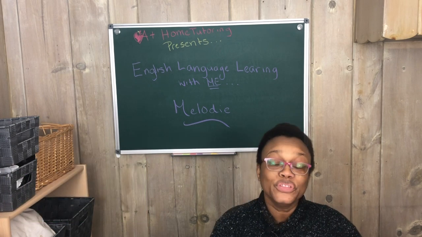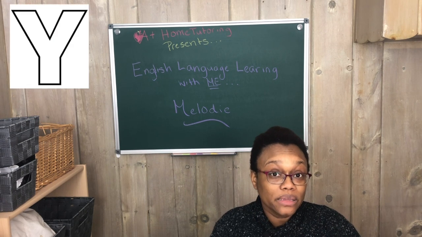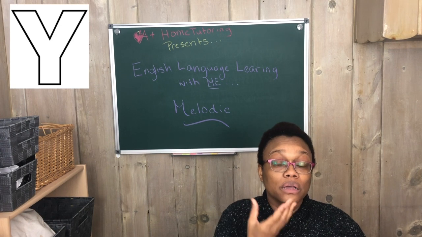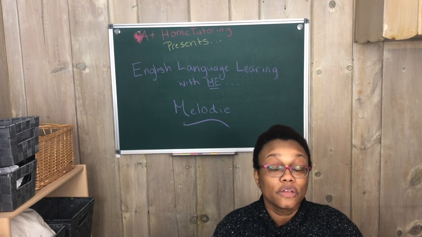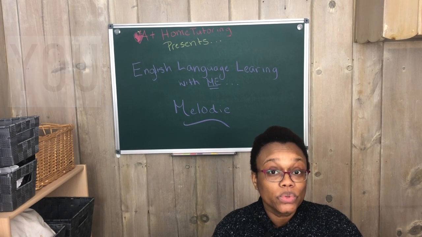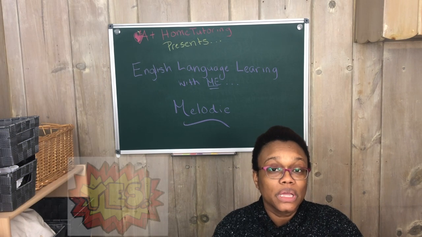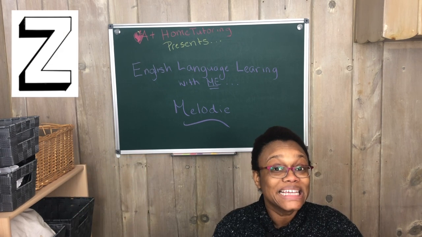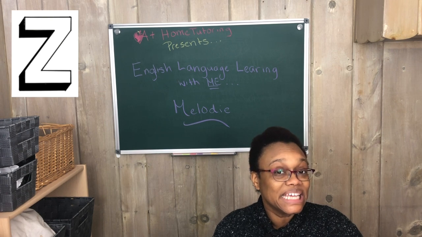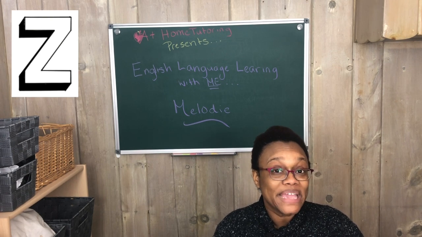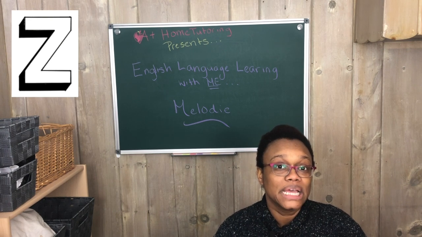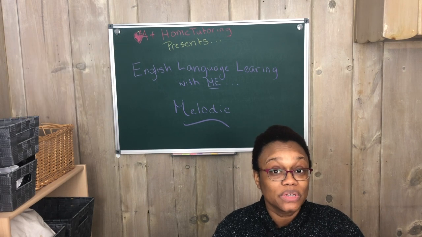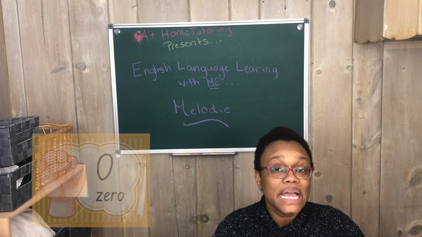The next letter is the letter Y. Y. The letter Y makes a y, y sound. For example, you, yellow, yes. Our last consonant is the letter Z. Z. Z makes the z, z sound, as in zoo, zipper, zero.